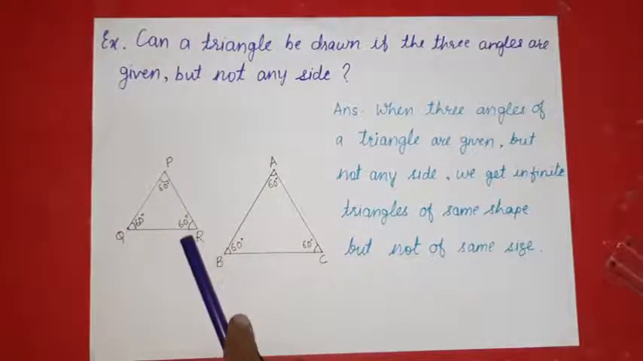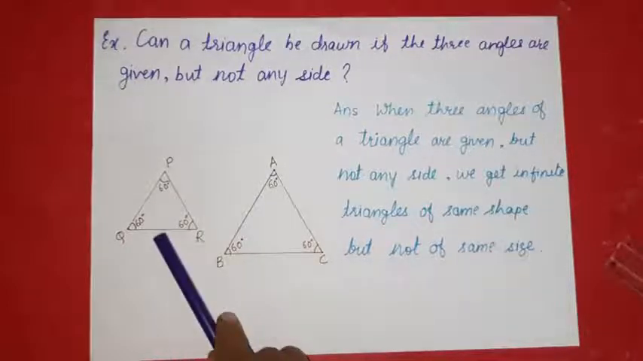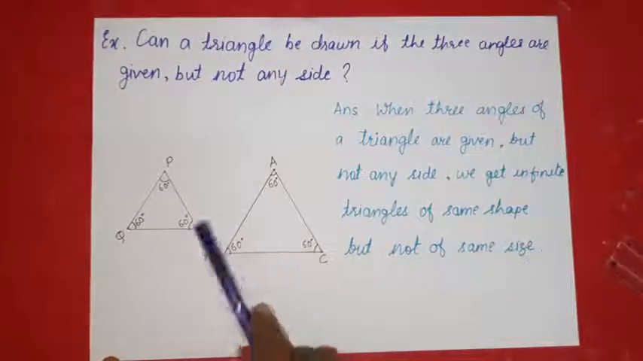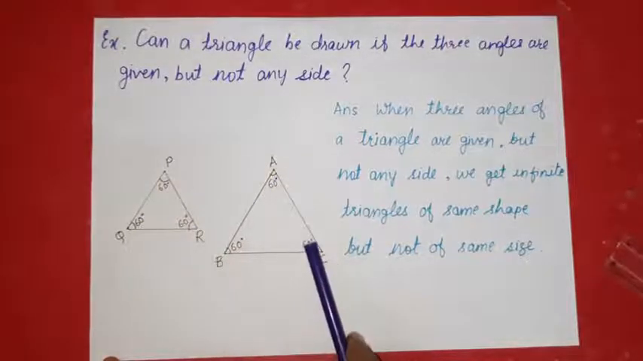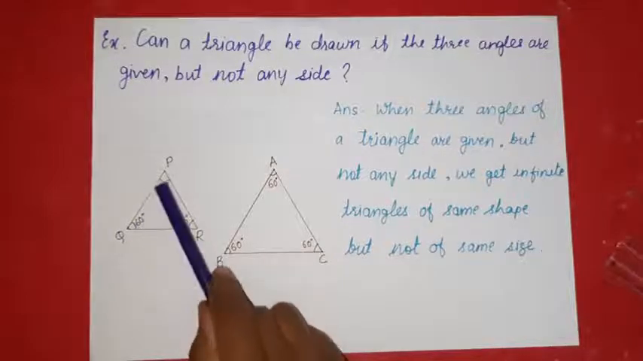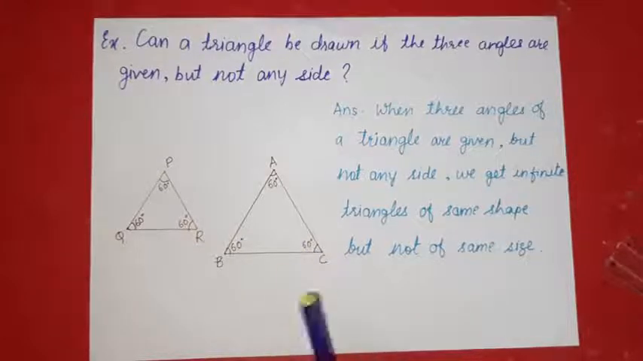I have drawn the equilateral triangle here. You can draw isosceles, you can draw scalene triangles. As the lengths of the segments are not given, you can take any length on your own. So in both cases, the measures of angles are the same, but the size of the two triangles is different. That is, if all the measures of angles are given, you can draw triangles having the same shape but not the same size.